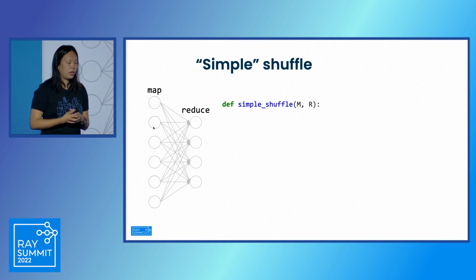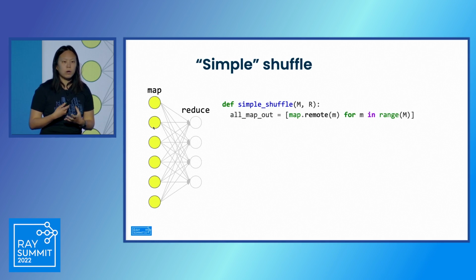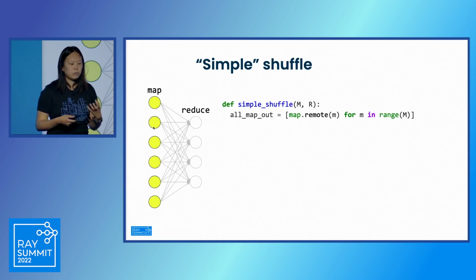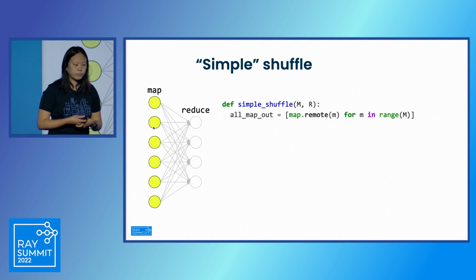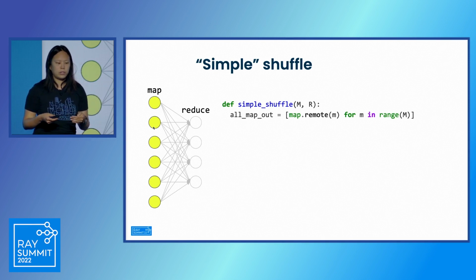Now we can also look at how we can implement these in Python. So I'll just walk through a simple example of a simple shuffle. So the parameters here are m for the number of map tasks and r for the number of reduce tasks. So first, we'll submit one map task for each input partition of the data set. And each map task here is going to return a list of object refs. And so these object refs are futures that will point to the eventual value of the map task. And so all map out here is going to be a nested list of object refs, which we can now use to pass to the reduce tasks.